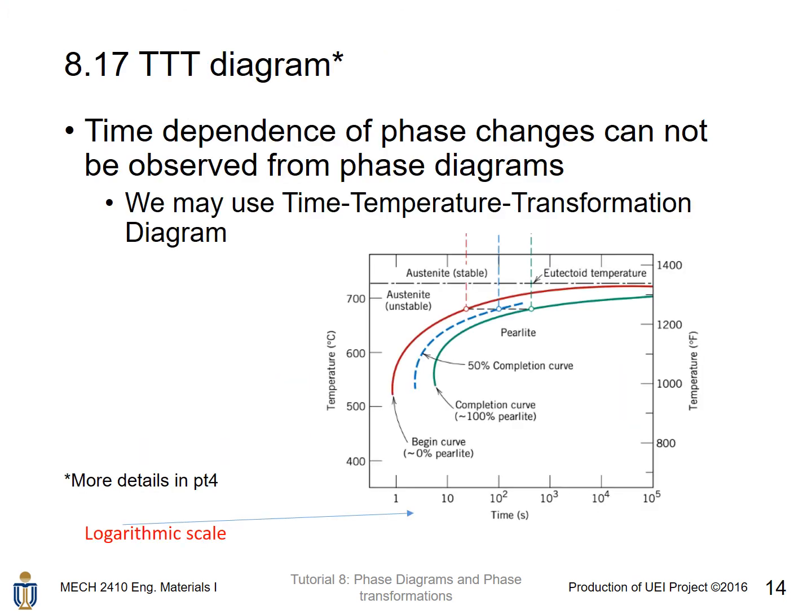Time dependence of phase changes. As I just mentioned, there will be a time dependence of phase changes, which cannot be observed from the phase diagrams. Therefore, we introduce a new diagram called the time temperature transformation diagram, or in short form, TTT diagram, which you'll have in more detail in part 4. Here is an example of this TTT diagram, and one feature of the TTT diagram is its x-axis is the time axis. It is in logarithmic scale.